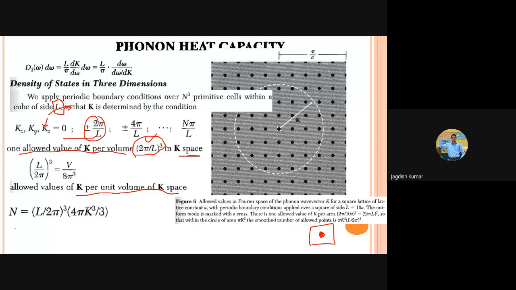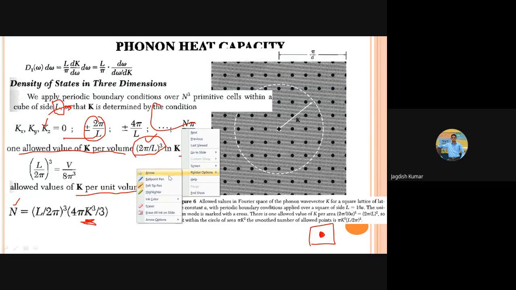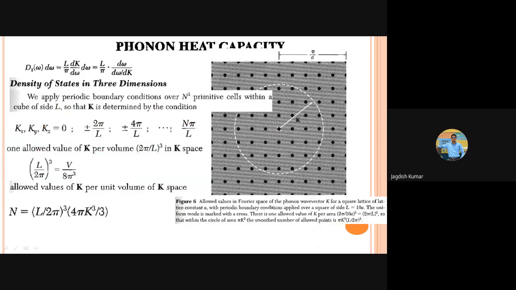So if we have to find out the total number of states lying within a sphere of radius k in k space, it is the same idea as we saw in the 2D case. If we take a sphere of radius k, what will be the total states lying within this sphere of radius k? So the total states will be, this part is states per unit volume.